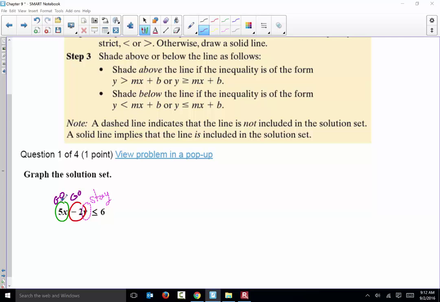Which one are you going to attack first, 5x or -2? 5x. The one far away from the y or added, subtracted is first. How about -2? Why don't we touch it? Because it's multiplying y. It's glued to y. It's in the close proximity. So we touch it later. We handle that later. First, the far guy, 5x.